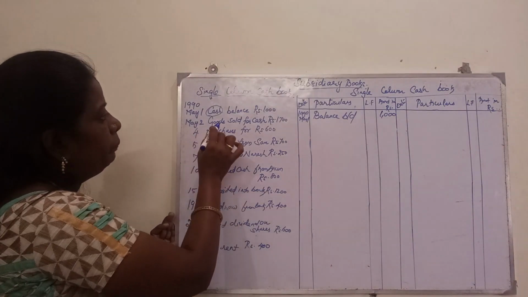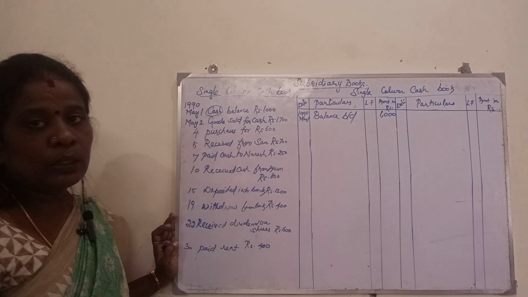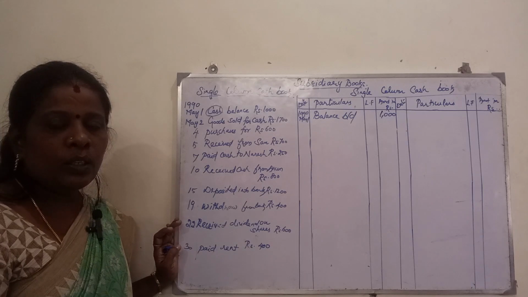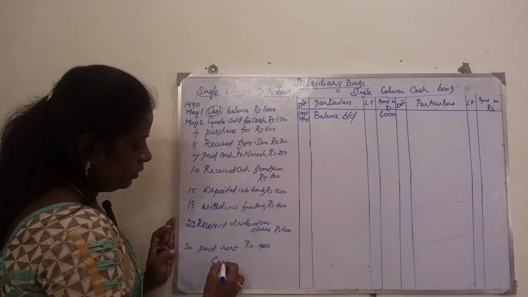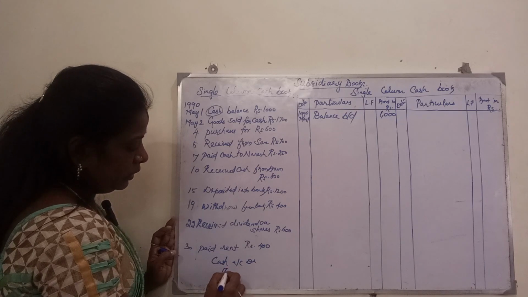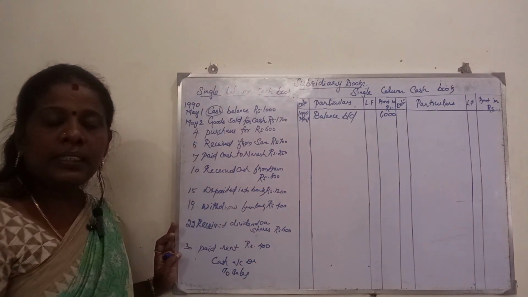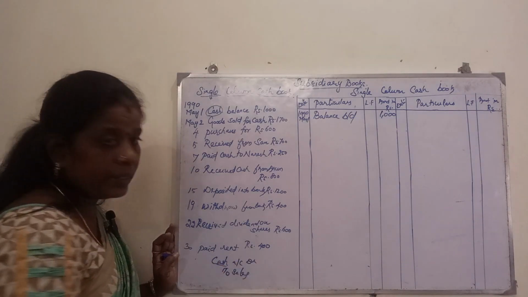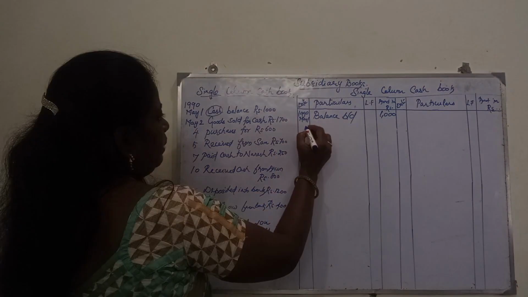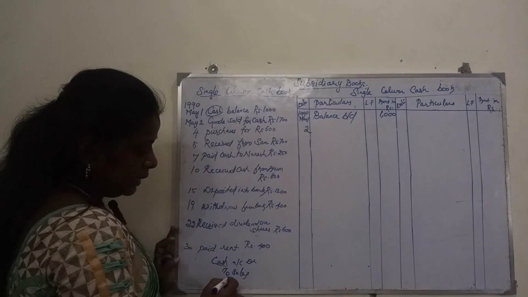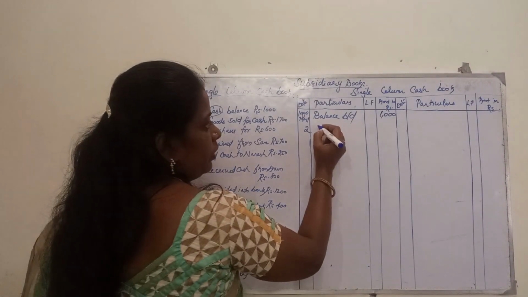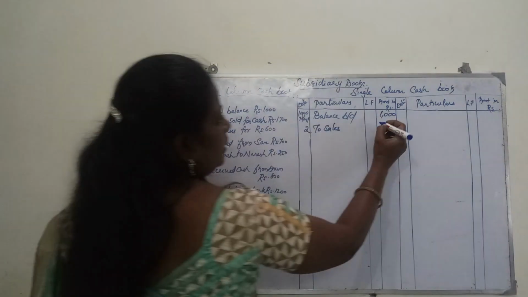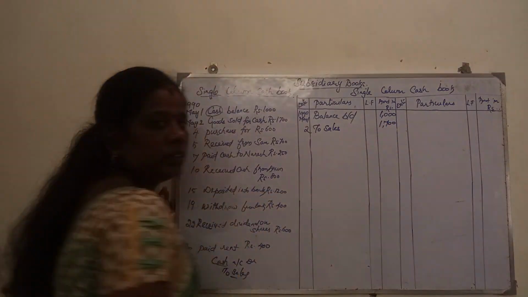Next, on 2nd May, goods sold for cash, rupees 1700. That is selling goods for cash. So what journal entry do we write? Cash account debit to sales. This is the journal entry for sales. Cash sales, so cash is on the debit side. So we have to take it on the debit side, May 2nd. What is in the opposite? The cash received for sales. So, to sales. The amount is 1700. Okay, students, got it?